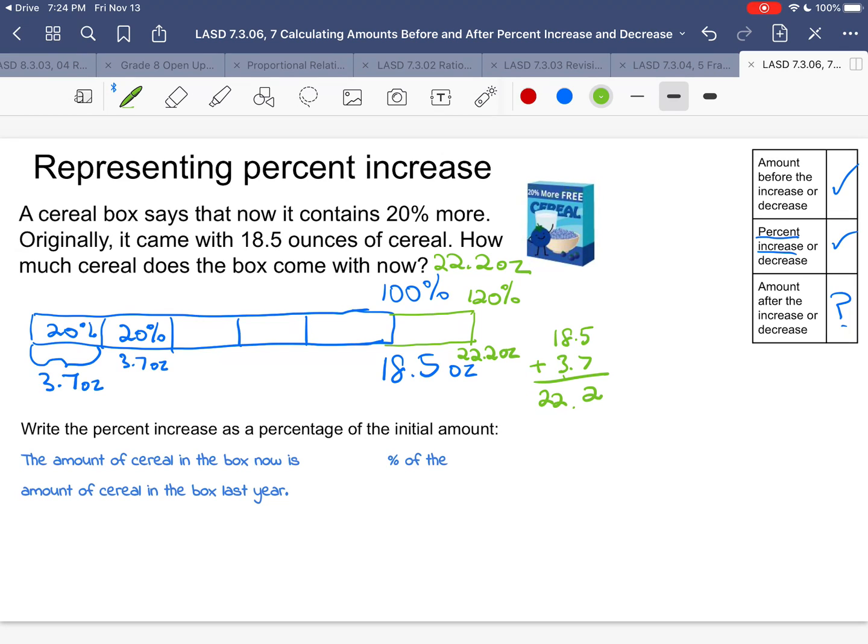And so the question down here then is, write the percent increase as a percentage of the initial amount. So with the percent increase, the amount of cereal in the box now is 120% of the amount of cereal in the box last year.